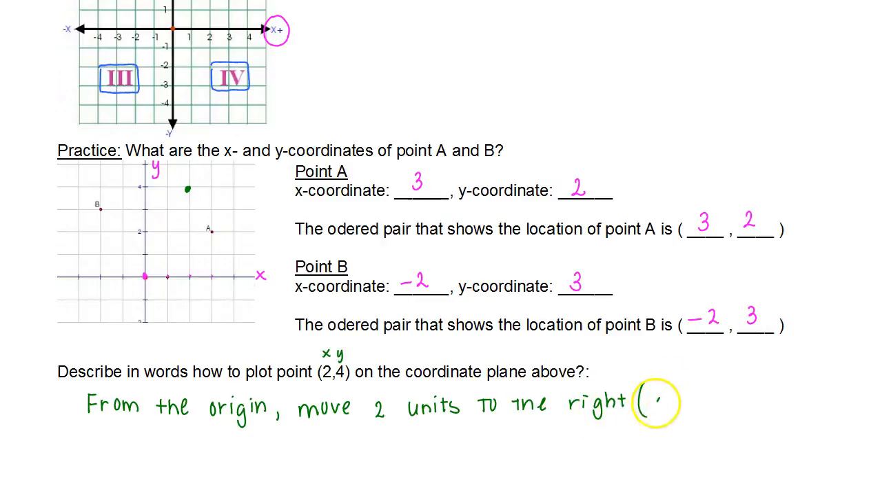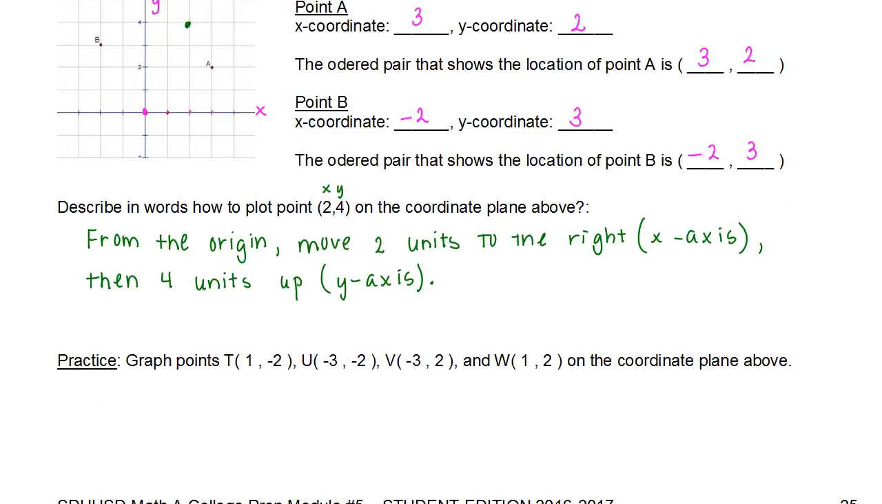And we can clarify that that is on the horizontal x-axis. Then 4 units up, and we can clarify that that is on the vertical y-axis. And of course, that is our endpoint. That is where we graph the point in the coordinate plane. And it just so happens that that point ends up in quadrant 1.